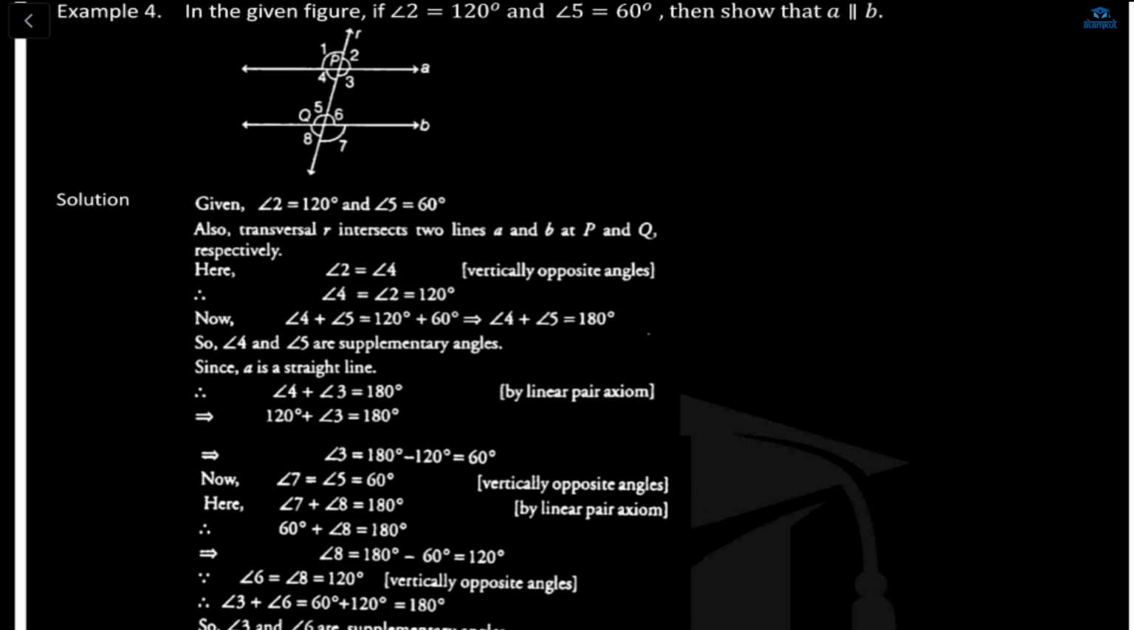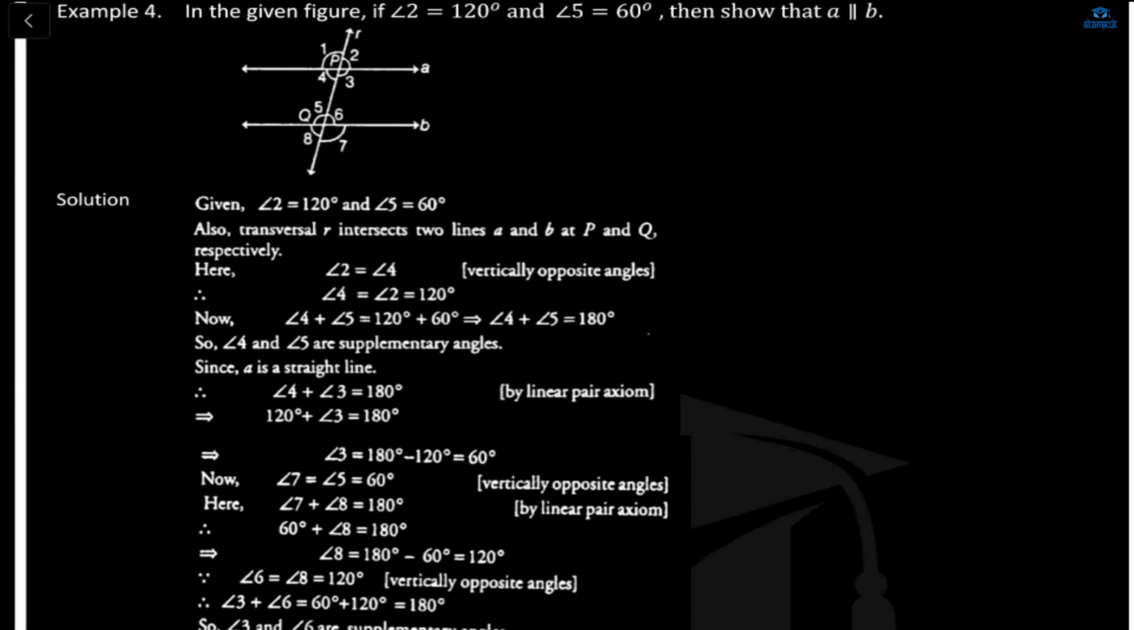Now, in the same way you have to prove that angle 3 plus angle 6 is 180. Angle 5 is given as 60. Angle 5 will be equal to angle 7, so angle 7 will be 60. And 6 and 7 are making a linear pair. So angle 6 will be equal to 180 minus 60. That means angle 6 will be 120.